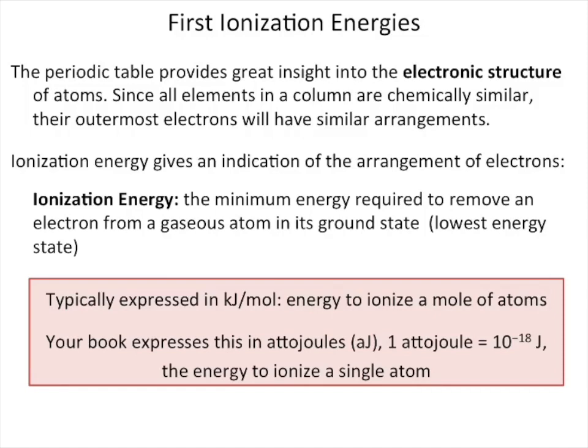So what is ionization energy? It's the minimum energy required to remove an electron from a gaseous atom in its ground state. So how much energy to kick an electron off? Typically, this is expressed in kilojoules per mole, the energy to ionize a mole of atoms. But your book expresses this in attojoules because from the book's perspective, you haven't learned about moles yet. But ultimately, if you're comparing between different elements, it doesn't matter what unit system you're in as long as it's all the same unit system.